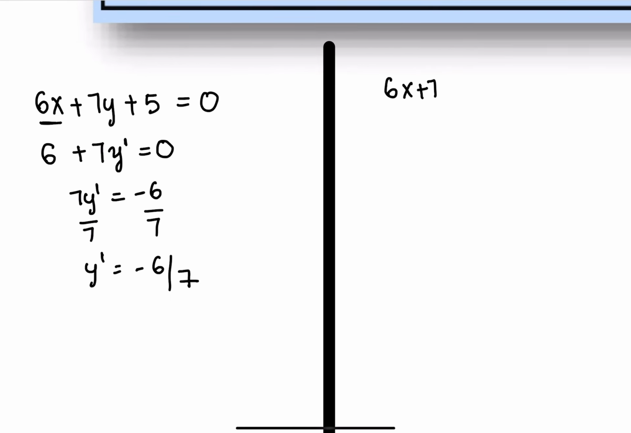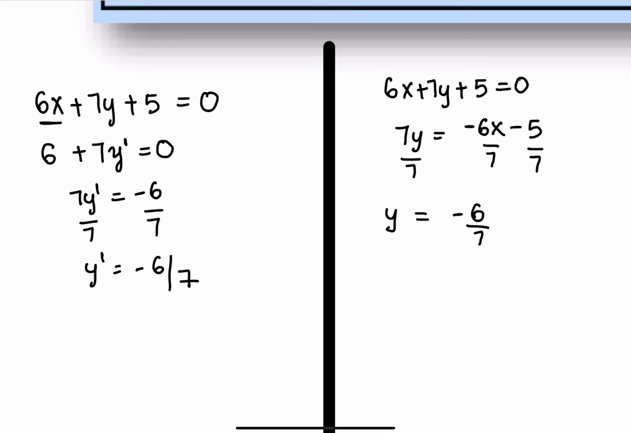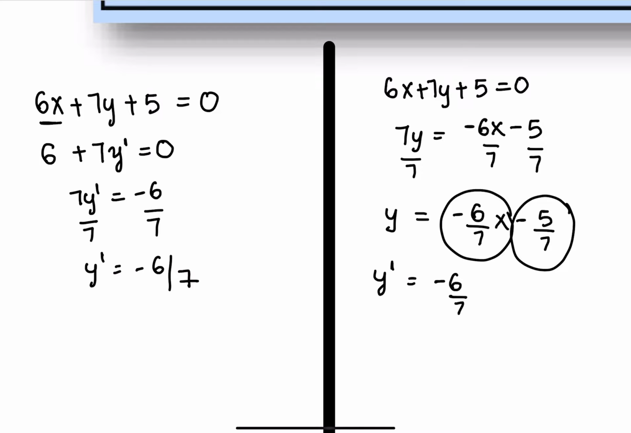Now let's go ahead and do the same thing. 6x plus 7y plus 5 is equal to 0. Now I'm going to solve for y first. So my 7y is equal to negative 6x minus 5. Divide by 7. So my y is negative 6 over 7x minus 5 over 7. And now if I'm trying to solve for y prime or differentiate this, differentiation of negative 6 over 7x is negative 6 over 7. Differentiation of a constant is a 0.